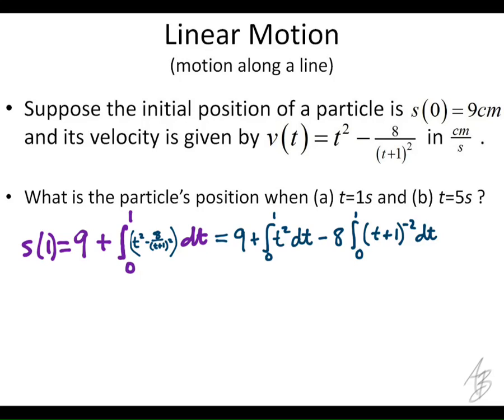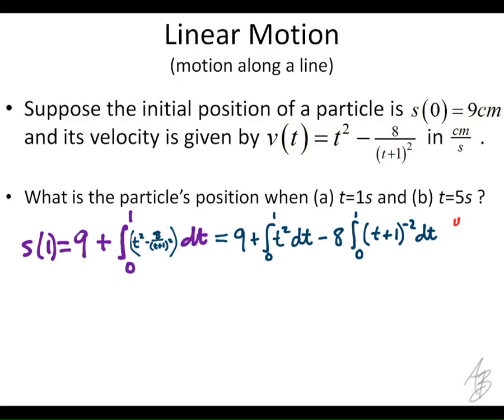So I rewrote it here, and I made a couple of changes. First of all, I split the terms into two separate integrals. So I've got the t squared here and the 8 over t plus 1 squared here. I pulled the 8 out front of this integral, in fact the negative 8, and then I rewrote the exponent as a negative exponent, and that's going to allow me to find the antiderivative fairly easily now. How would I find the antiderivative of this, of the t plus 1 to the negative 2?